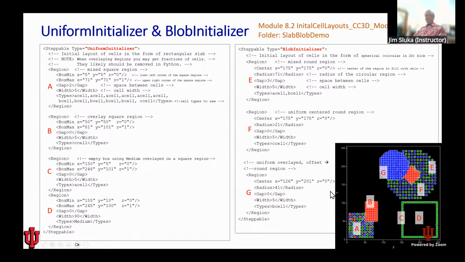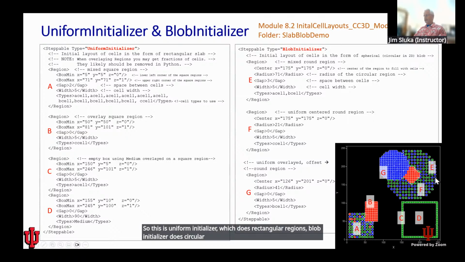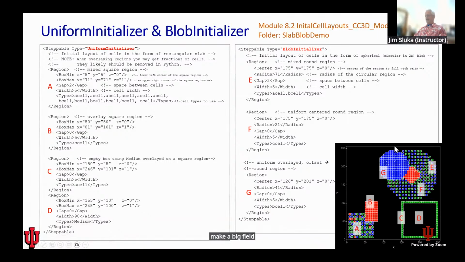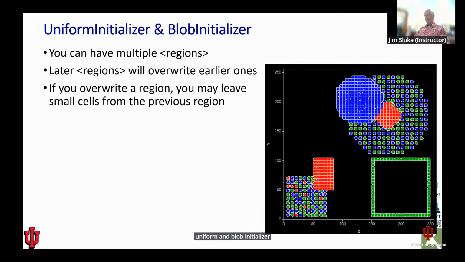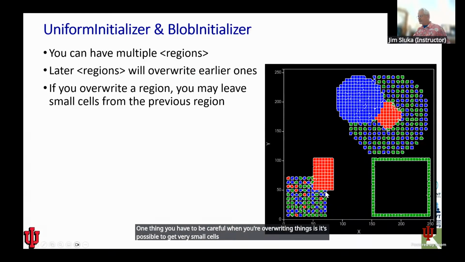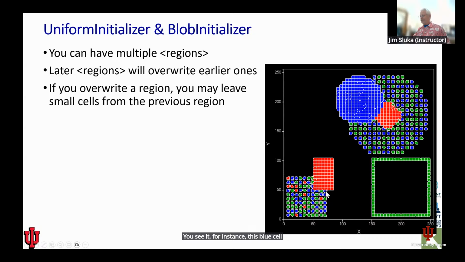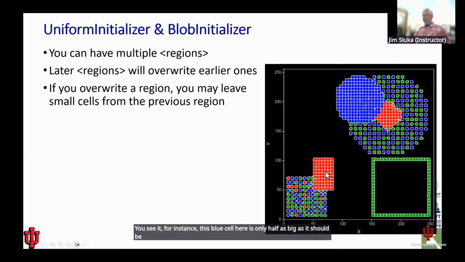So this is UniformInitializer, which does rectangular regions. BlobInitializer does circular regions. You can do the same thing. Make a big field of some cell type and then overwrite it with another set of cells. And you could overwrite it with medium and make a hole in it if you wanted to. So there's a lot of ways to set things up with uniform and BlobInitializers. You can have multiple regions, later regions overwrite earlier regions. One thing you have to be careful when you're overwriting things is it's possible to get very small cells. You see it, for instance, this blue cell here is only half as big as it should be because half of it's been overwritten by the red section.